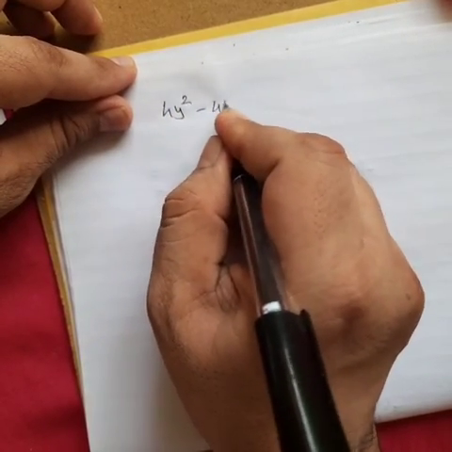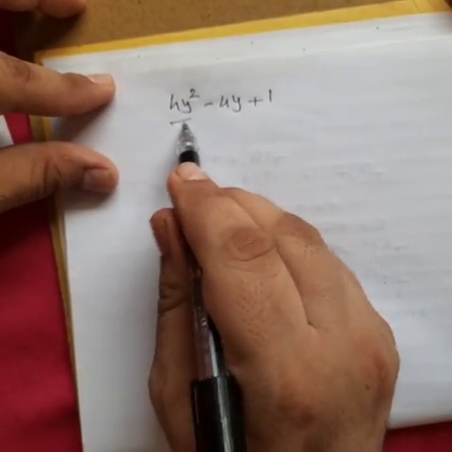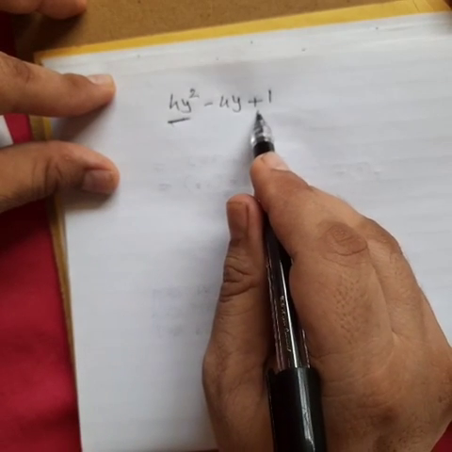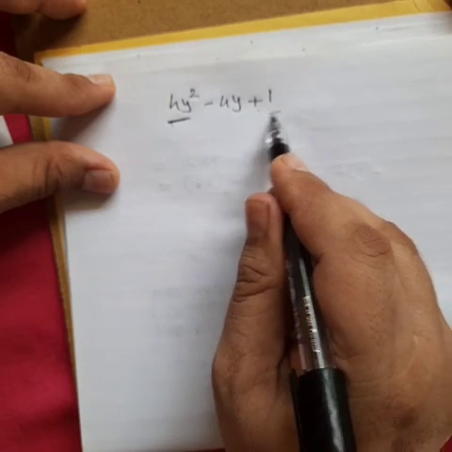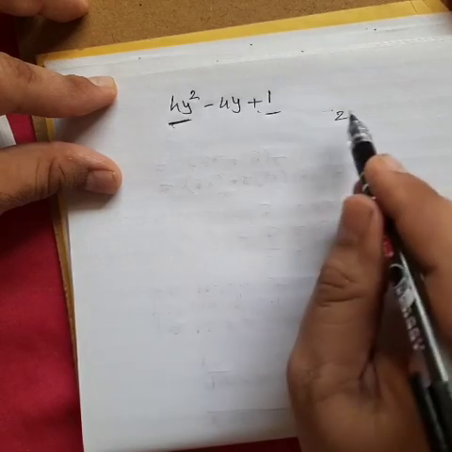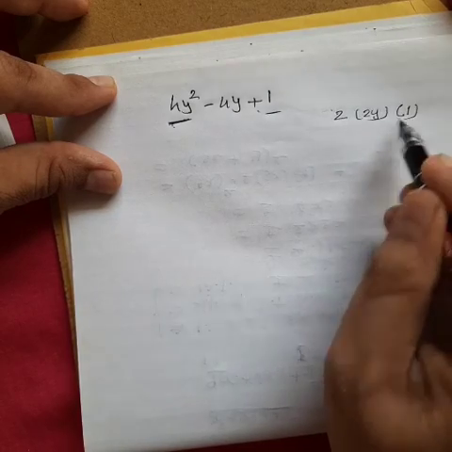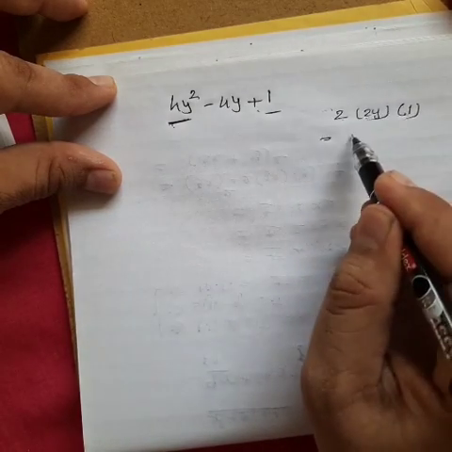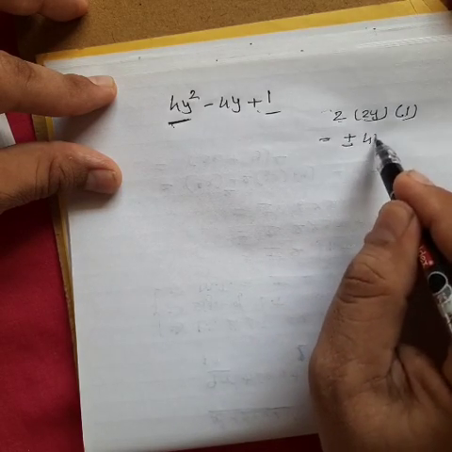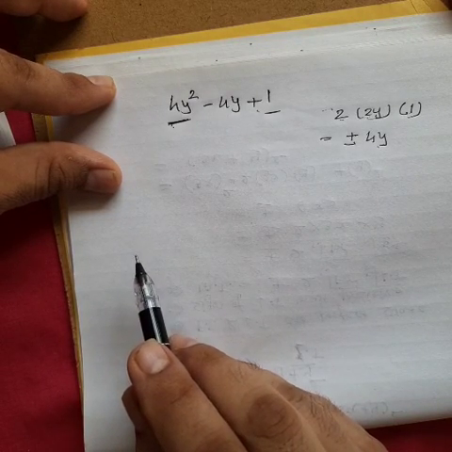4y square minus 4y plus 1. 4y square is a perfect square, the square root of 4y square is 2y. The last term sign is plus and the square root of 1 is 1. Just tally the midterm, that is 2 into the square root of the first term, that is 2y, and the square root of the last term, that is 1. So 2 times 2 is 4, times 1 is 1, that is 4 into y, that is plus or minus 4y. Here minus 4y is provided. So that is a confirmed perfect square polynomial.